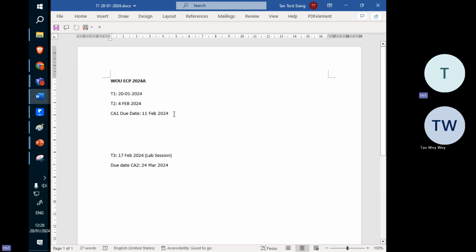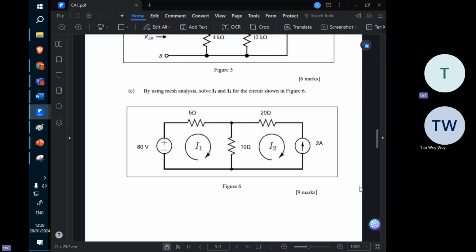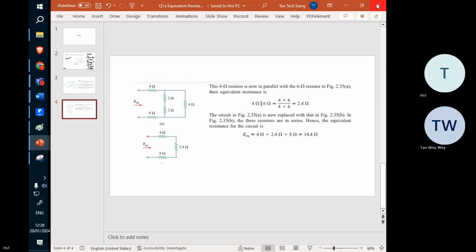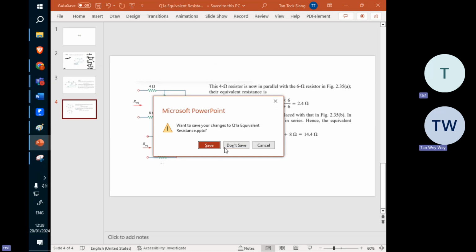Okay, Ms. Tan, since we still have 2 more sessions before the due date, because the due date is on February 11, we still have February 4. Oh, sorry, we only have 1 session left because the lab is on February 17. So the next session when we meet, we will continue this tutorial. But right now, let me show you the answer for this circuit.